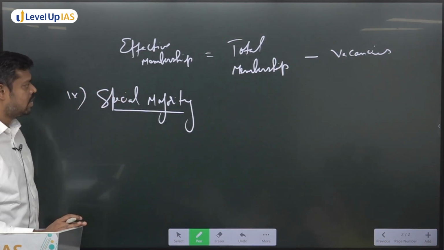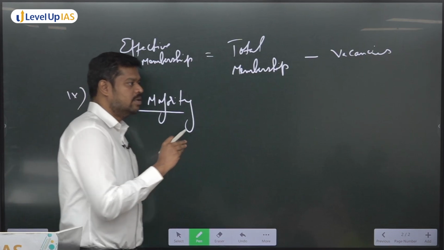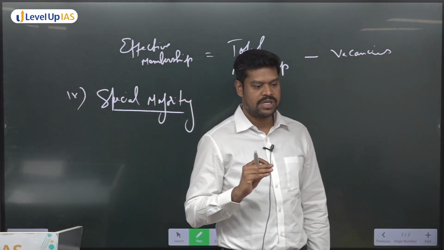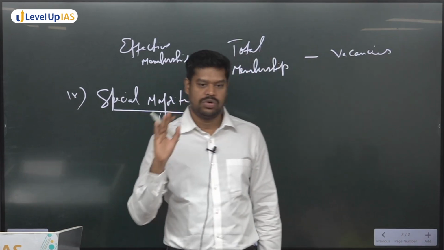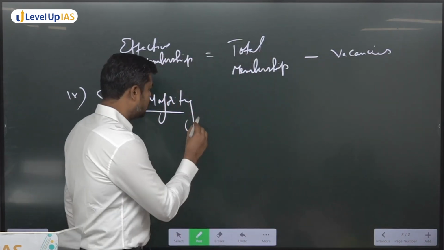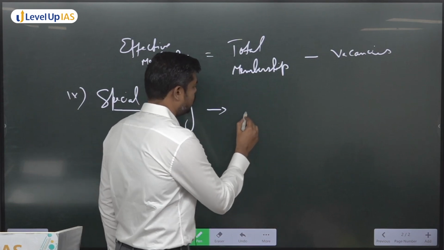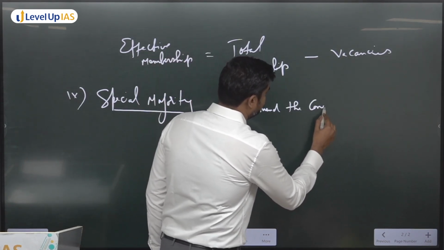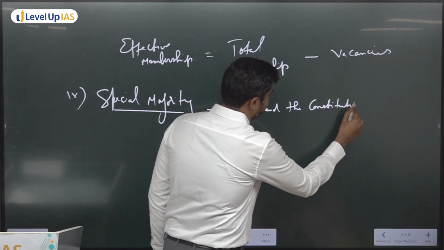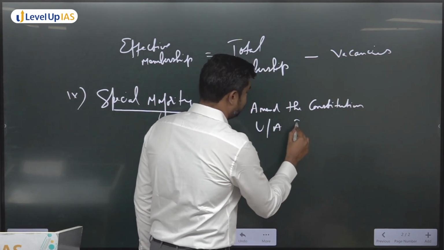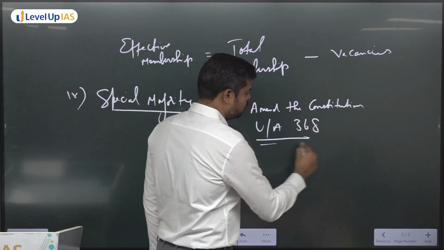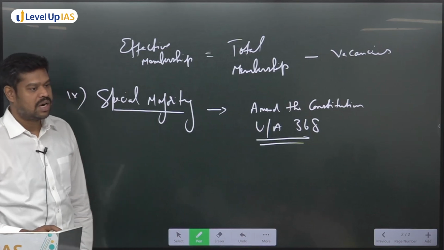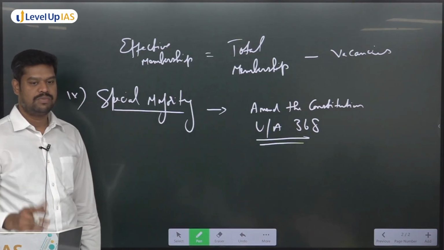So how do we calculate the special majority? I said there are different types of special majority. Right now, the special majority that I am going to discuss is the majority required to amend the constitution under Article 368. For your examination, you can use this expression also whenever you have to write in short form, under Article 368.